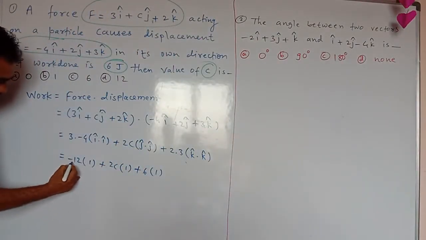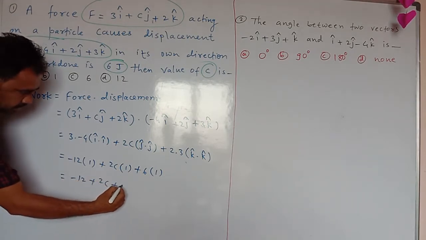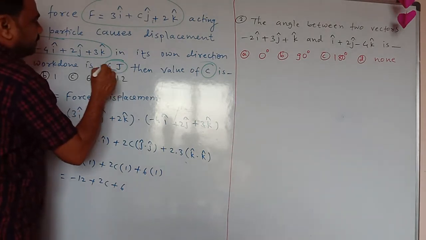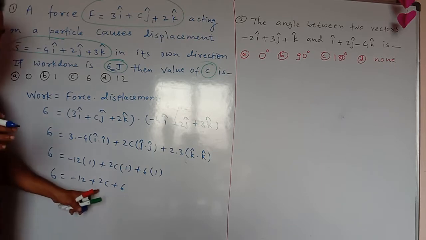Now let us solve ahead. It is minus 12 plus 2c plus 6. The work done is 6 joules, so instead of work we write 6. Now try to calculate the value of c.